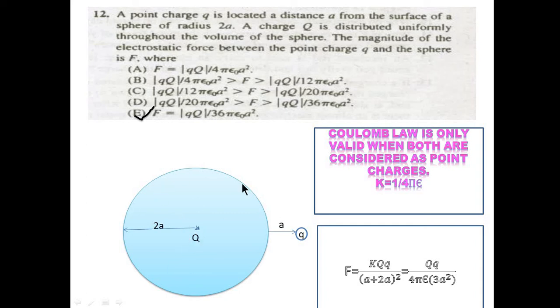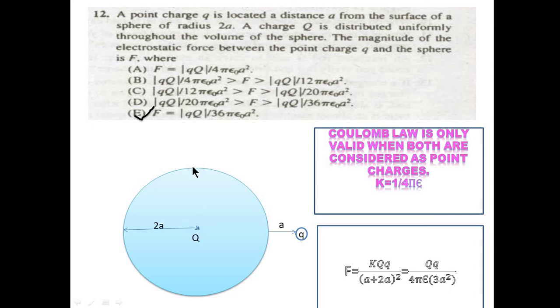As it is mentioned, this sphere of positive charge plus Q has a radius of 2a, and it is separated by a distance a from another charge Q. So now we have to find the force. Coulomb's law is only valid for point charges, so you can remember that. And K is 1/4 pi epsilon naught, the Coulomb constant. So here F between these two charges is K, times one charge Q and the other charge small q, over the distance between the two charges.